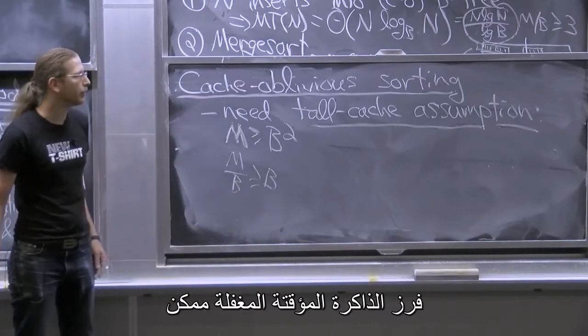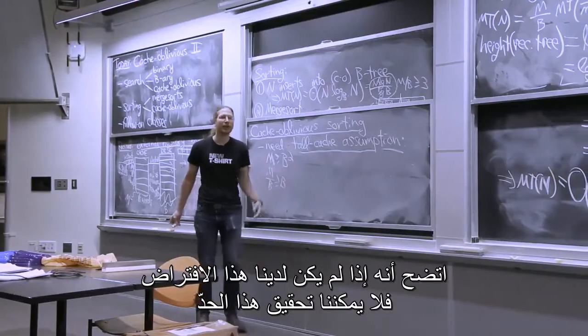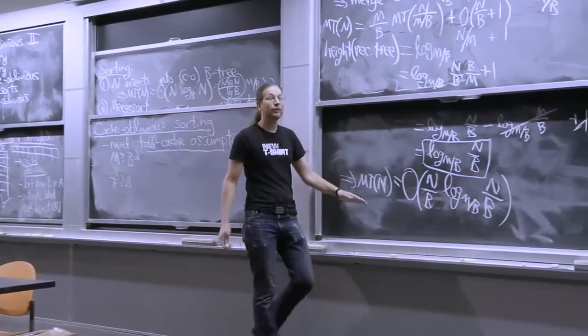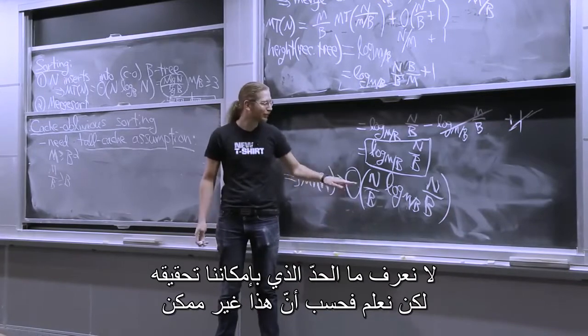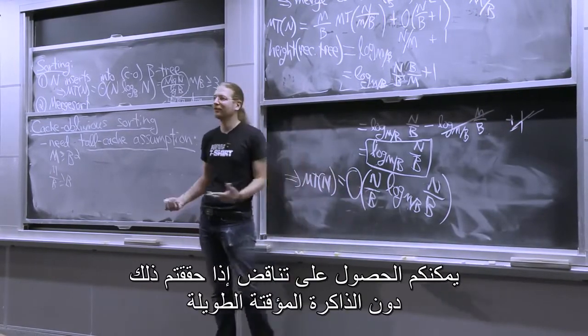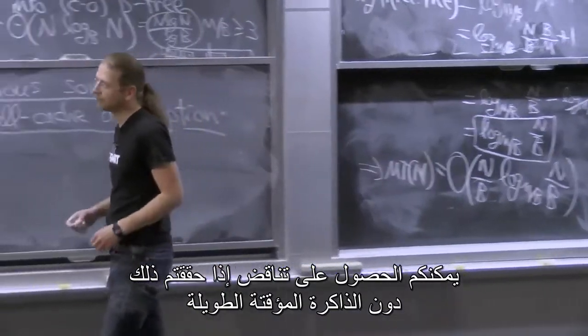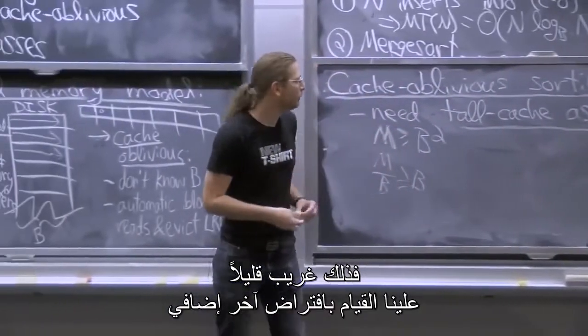And you can do cache oblivious sorting. It turns out if you don't have this assumption, you cannot achieve this bound. We don't know what bound you can achieve, but we just know this one is not possible. You can get a contradiction if you achieve that without tall cache. So it's a little bit weird. You have to make one bonus assumption.